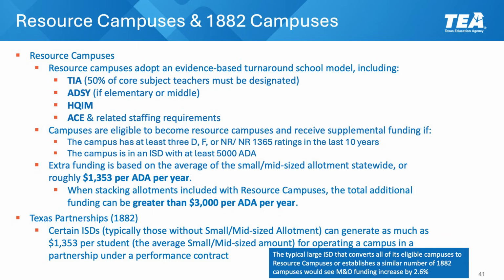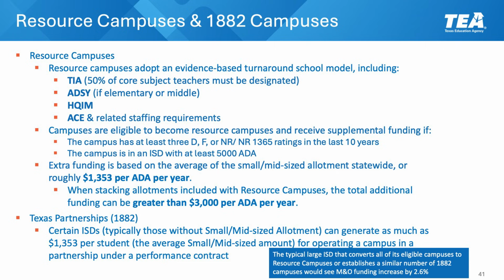Additional funding from a resource designation is roughly about $1,300 per ADA per year, although that fluctuates depending on district size. When stacking allotments that we discussed above, teacher incentive allotment, additional day school year, the IMRA allotment with high quality instructional materials, the total funding that may go to a resource campus could be upwards of $3,000 per ADA per year. An additional strategy that a district may take is an 1882 Texas partnership strategy.